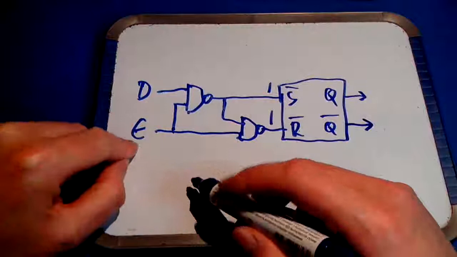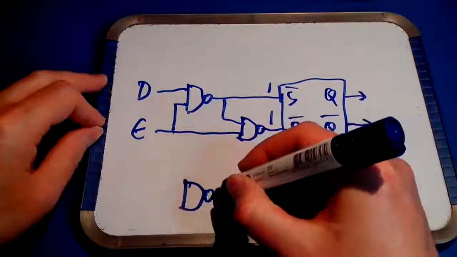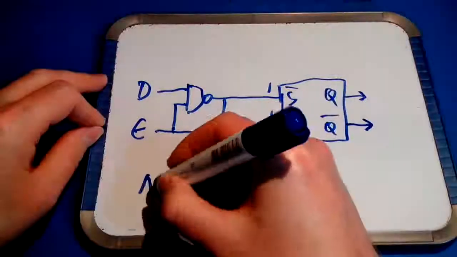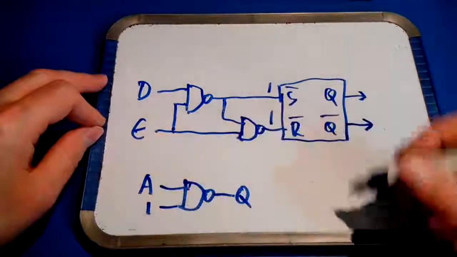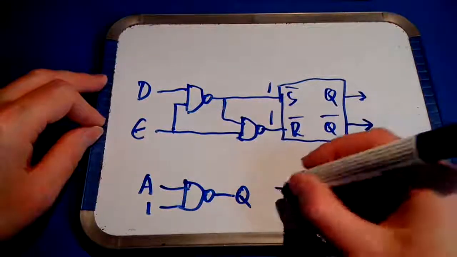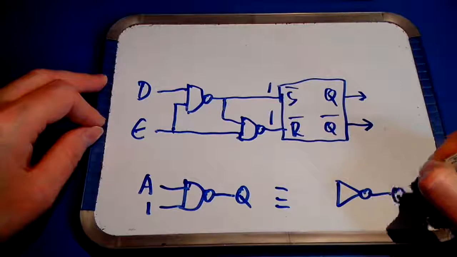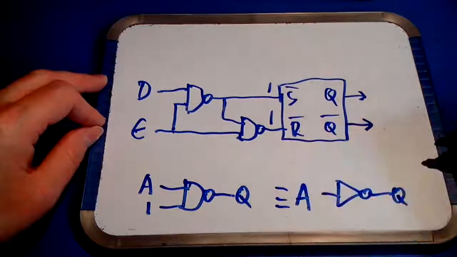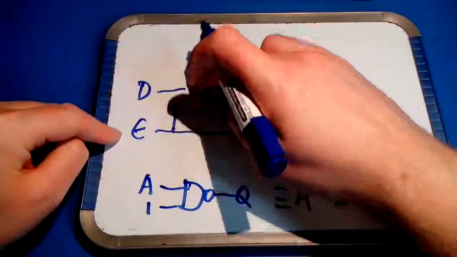In case the enable input is 1, remember that a NAND gate with input A and output Q, where the other input is a fixed 1, behaves like an inverter. Output Q, input A. So in case the enable input is 1, you can replace this.